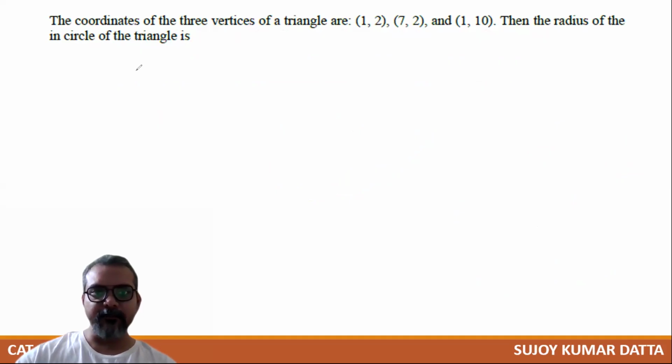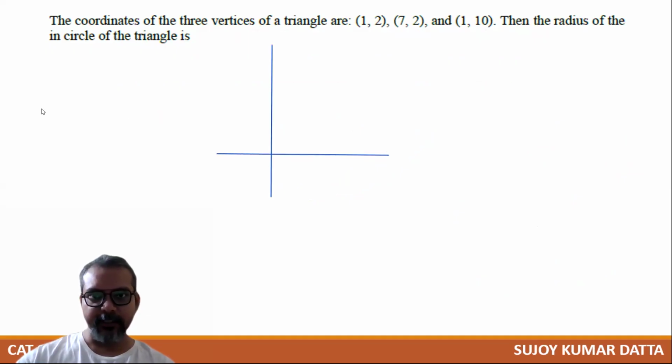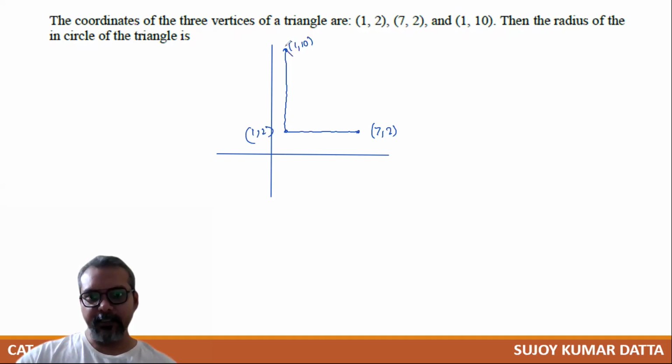Next, coordinates of the three vertices of a triangle. So let's quickly draw the xy plane. And the coordinates are 1, comma 2, so x is 1, y is 2. Then 7, comma 2, so somewhere there along the horizontal line. And 1, comma 10, so that would be along this vertical line. So clearly we are forming a right angle triangle.